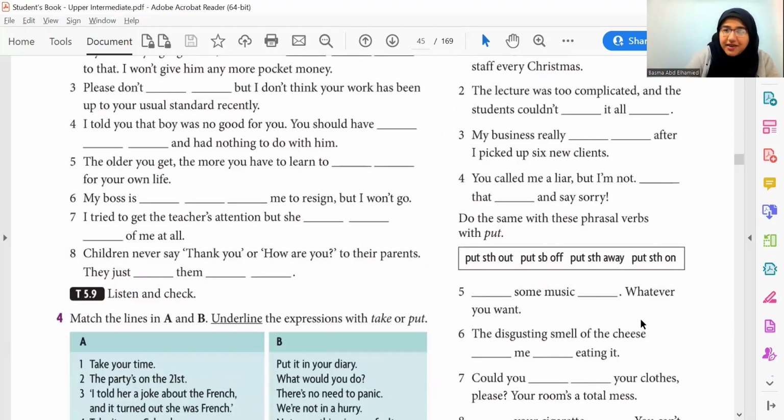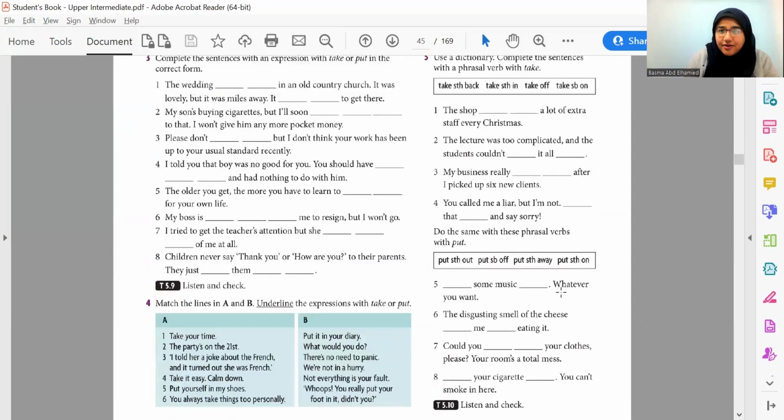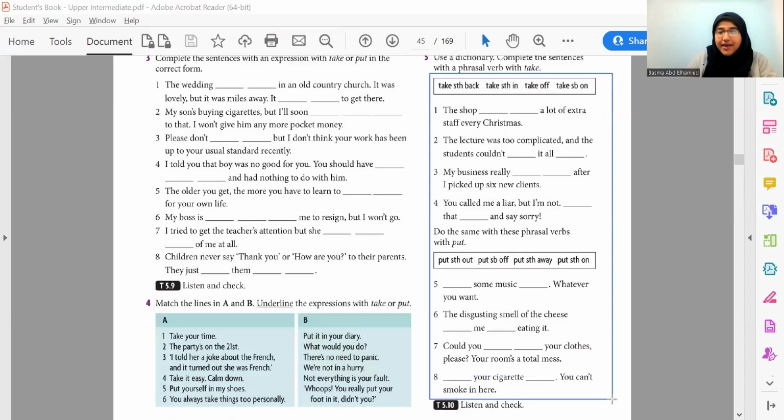So let me just make the screen a little bit closer so you can see all the sentences with me. All right. So the first 4 sentences, we're going to use take, and the second 4 sentences from 5 to 8, we're going to use the phrasal verbs with put. Okay. So take a look at them and then let's listen together.